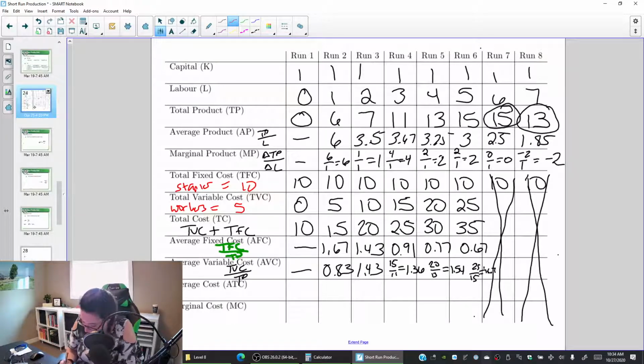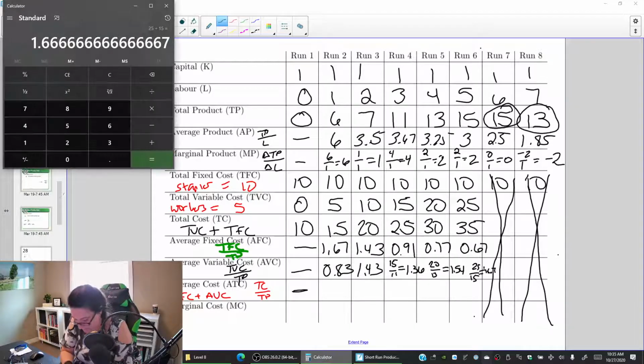Okay, so let's go back here and let's look at our average total cost. So to get average total cost, we can take total cost divided by total product, or average fixed cost plus average variable cost. All right, total cost here is 10 divided by total product of 0. Remember, we're dividing by 0, so that's undefined. We skip that one. All right, so then we have a total cost of 15 divided by a total product of 6.